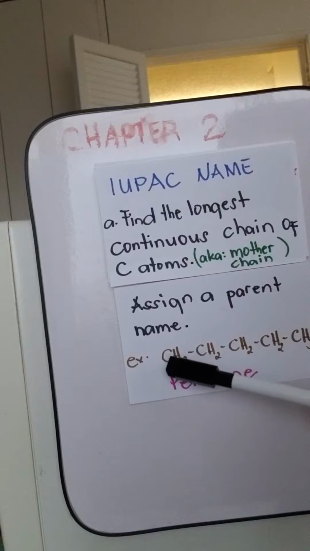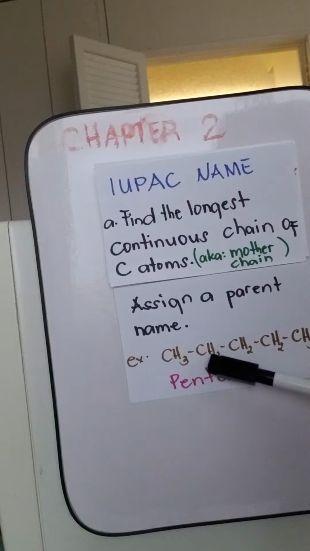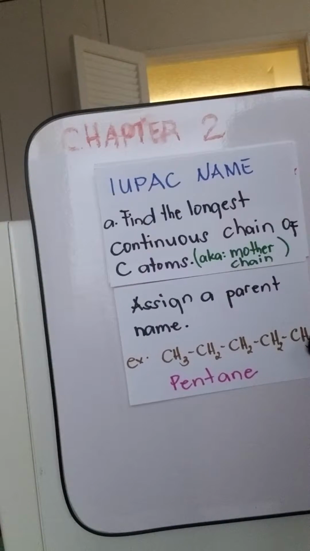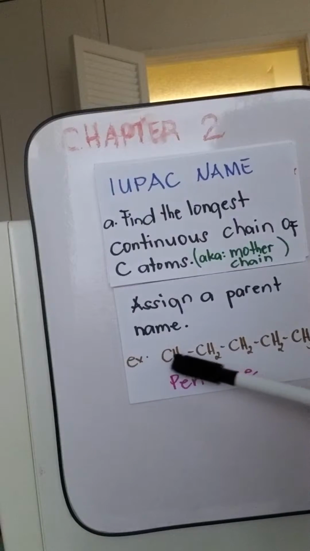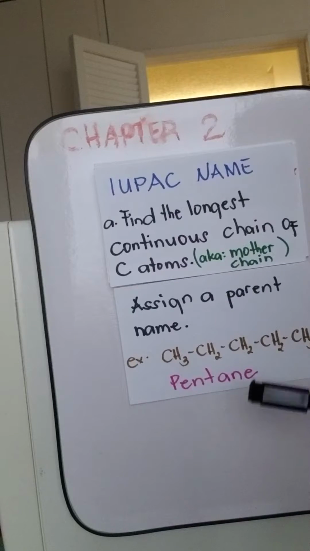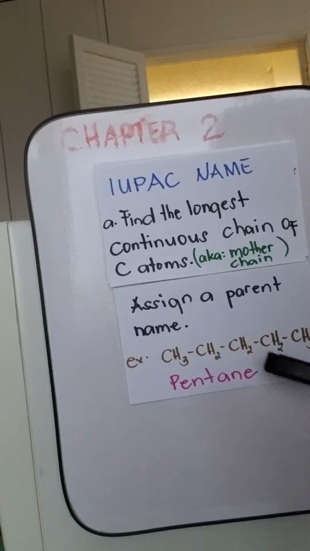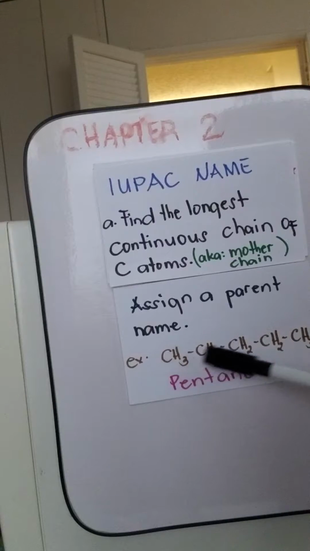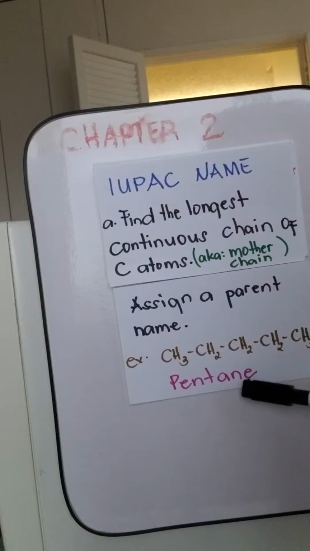So for example, if we have this structure CH3, CH2, CH2, CH2, CH3, how many carbon atoms do we have in this longest continuous chain? It is 5. If we have 5 carbon atoms in the structure, our prefix is pent. And the type of bond present in the structure is a single bond. If you have a single bond, what is our suffix? ANE under alkane, right? So therefore pent, 5 carbon atoms, single bond, ane. The name for this structure is pentane.